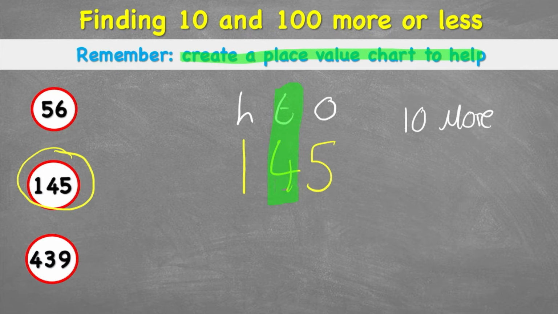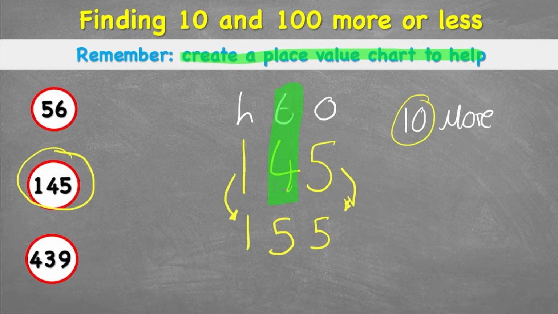And at the moment, I have a 4. And if I'm going to be adding a 10 to my 10s column, that's going to turn into a 5. I didn't do anything to my 1s column, so I can bring that down. That's another 5. And I didn't do anything to my hundreds column, so I can bring that 1 down. And my new answer to 10 more than 145 is 155.